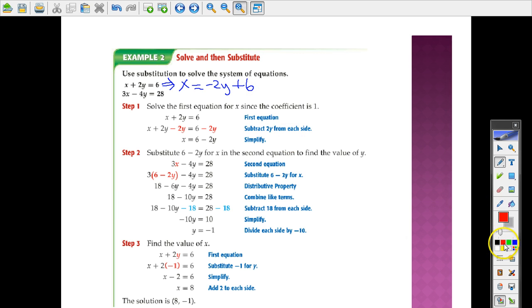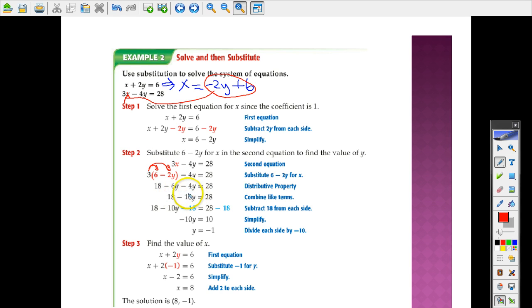Now I can substitute this x here. Instead of an x, I'm going to put all of this and replace it with this x. So that was step 2. So instead of the x, you put, and here they put it backwards, 6 minus 2y, which is the same thing as -2y plus 6. And you have your substitution. Now you need to simplify by doing our distributive property here. So 3 times 6, 18, minus 3 times 2y, 6y.